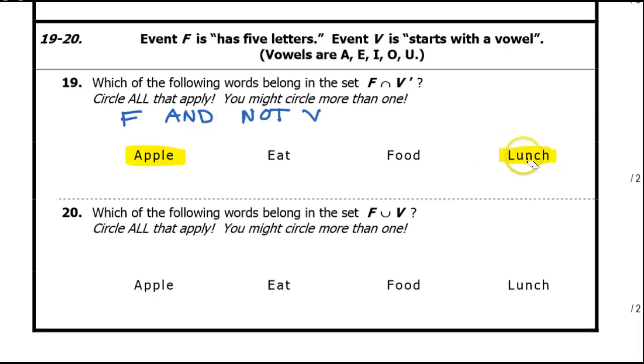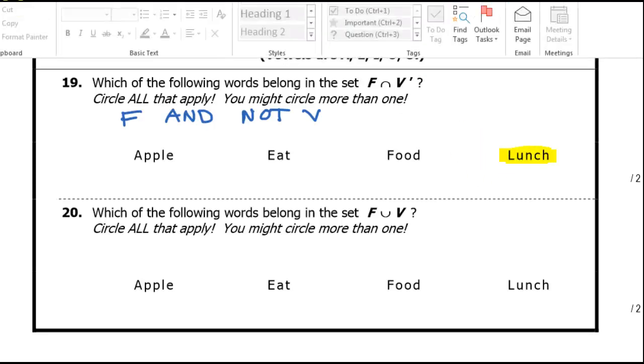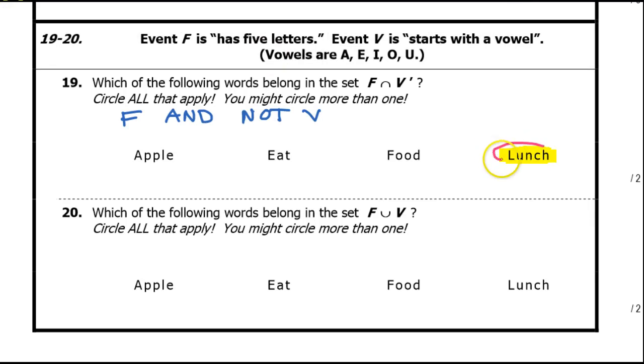So this one is F because it has 5 letters and not V because it doesn't start with a vowel. I have to throw this one out because it starts with a vowel. We want not V. So that one had to go. So this is the only one that is in the set F and not V. 5 letters and no vowel. That's the answer right there. Technically they said circle, so let me go back and put a circle around it.